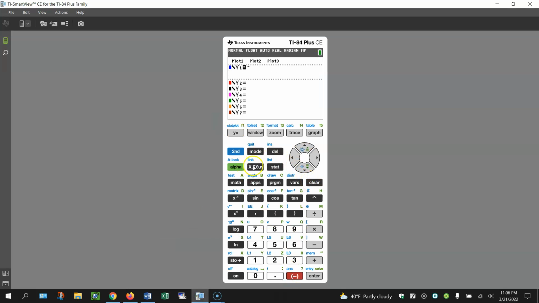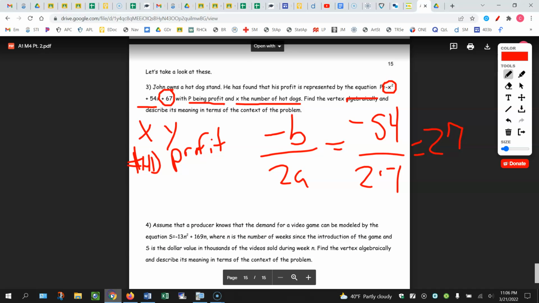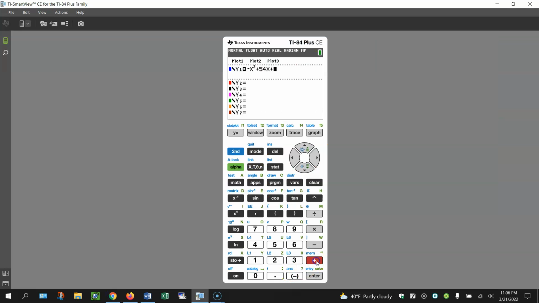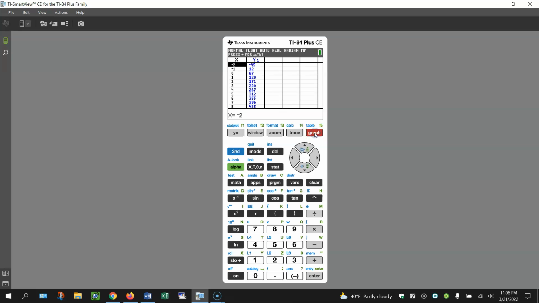So we have negative x squared plus 54x, and I think it was plus 67. Yeah, plus 67. Go to the table, and you're going to have to scroll quite a ways down till you get to 27 right in the middle. And you should start to see some repeats.